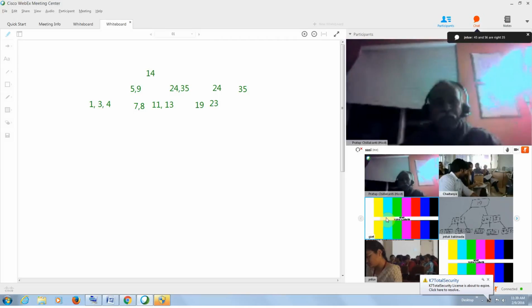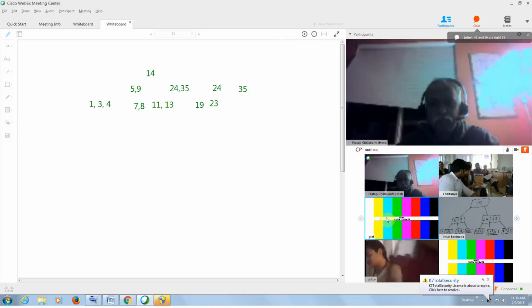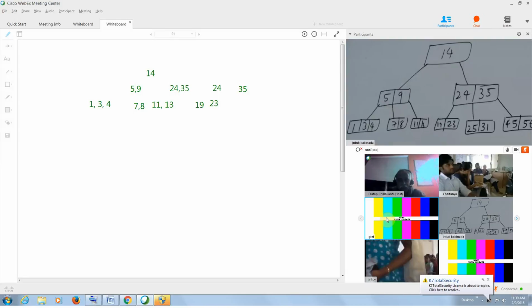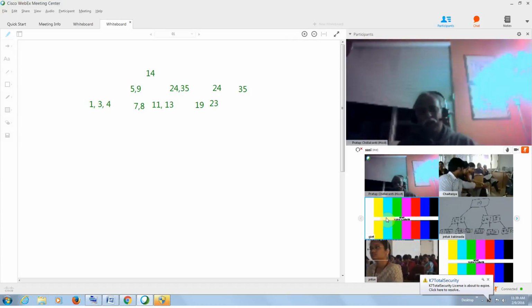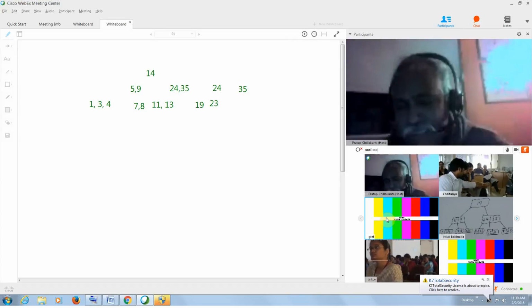45 and 56 are to the right of 35. 45 and 56. Excellent. We almost covered all the numbers, right? So let us stop right there because that's a great illustration.